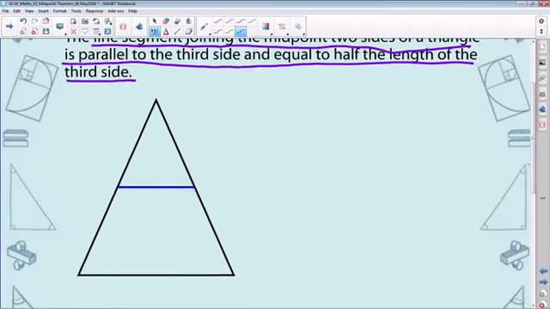Okay, so what they're saying is that if this is parallel to that, and this has the same length as that, and this has the same length as that, then this will also be half the size of that line down there.